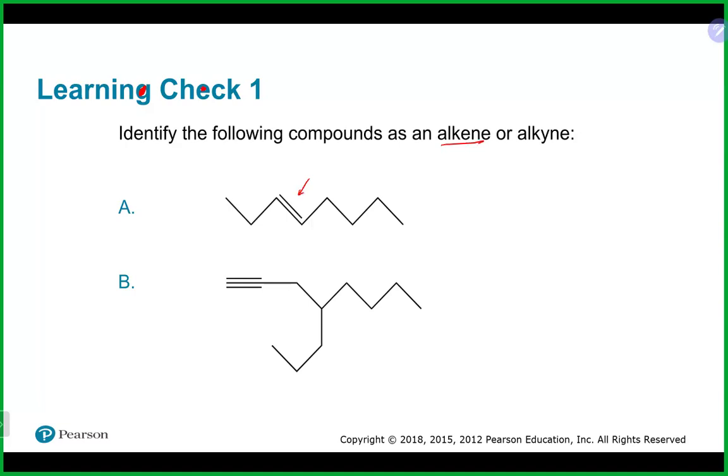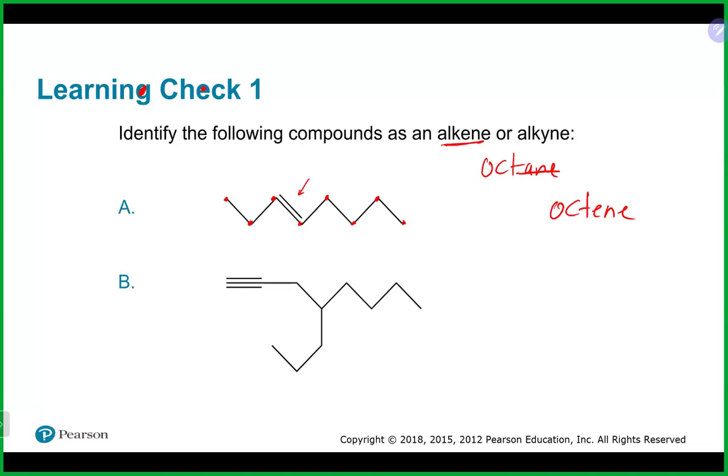So the first thing we want to do with really anything that we name is just find that longest continuous chain. Remember that when you are dealing with double bonds or triple bonds, when you're counting the longest chain, it has to include the double bond or triple bond. So you can't miss it. So in this case, it looks like just straight across here. So one, two, three, four, five, six, seven, and eight. Eight is based off of octane. Since it is an alkene, we drop that out and we do octene in this case.